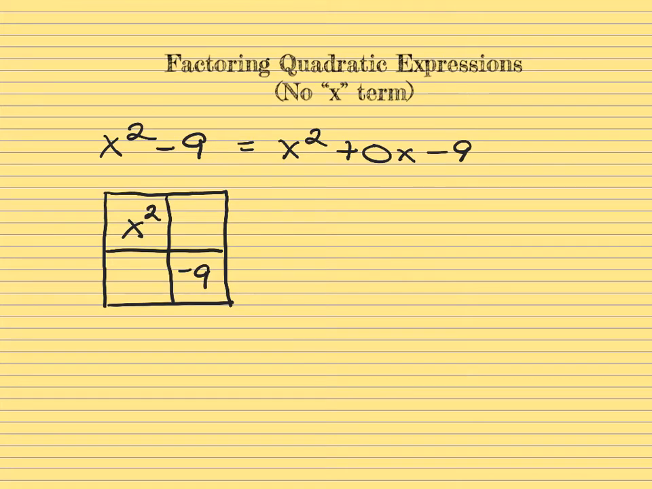Okay, and so remember the things that we want to focus on. We want to focus on that product, and the product of my diagonals is going to come from taking x squared times a negative 9. So that's a negative 9x squared. That means once I figure out what goes in this spot and this spot, that diagonal should multiply to a negative 9x squared. I'm going to switch to using my diamond problem.